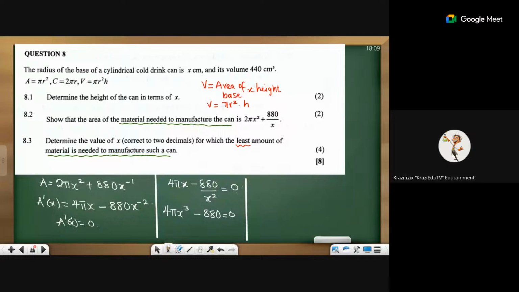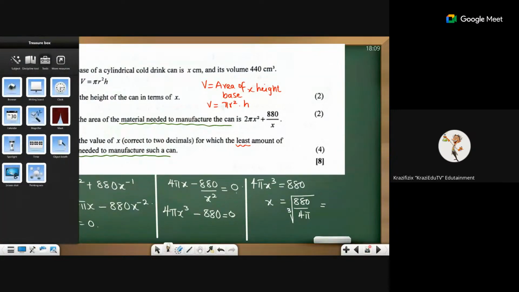Okay. All right. So in this case, we only have 1 x. So 880. What is x? 880 over 4 pi. And because it is a cube, we have a cube root there. And we can quickly use our calculator.